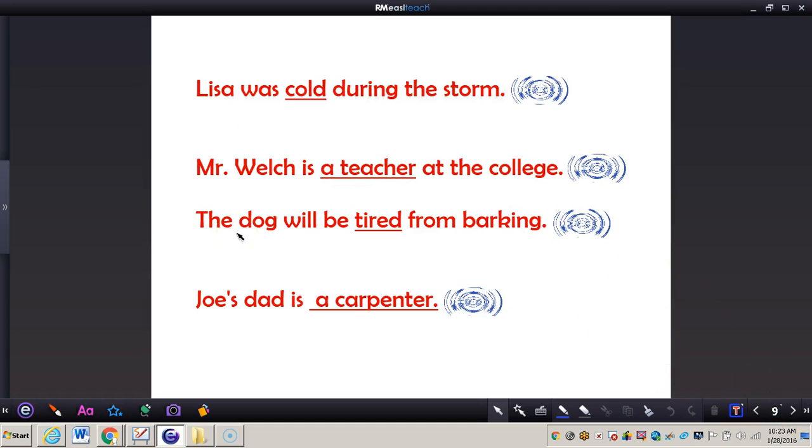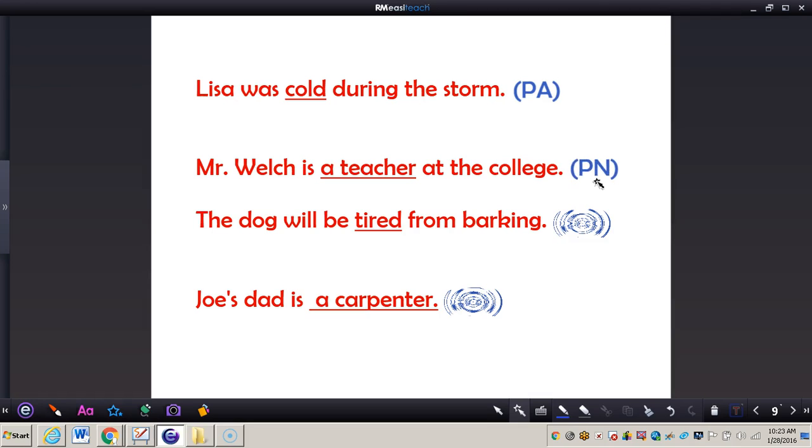So let's take a look at a couple sentences here. Taking a look at predicate adjectives and predicate nominatives. So it says Lisa was cold during the storm. So just remember, a predicate adjective is an adjective in the predicate of a sentence that describes the subject, and a predicate nominative defines or renames the subject in the predicate. So we can see this is a predicate adjective. So cold, describing Lisa. Mr. Welch is a teacher at the college.